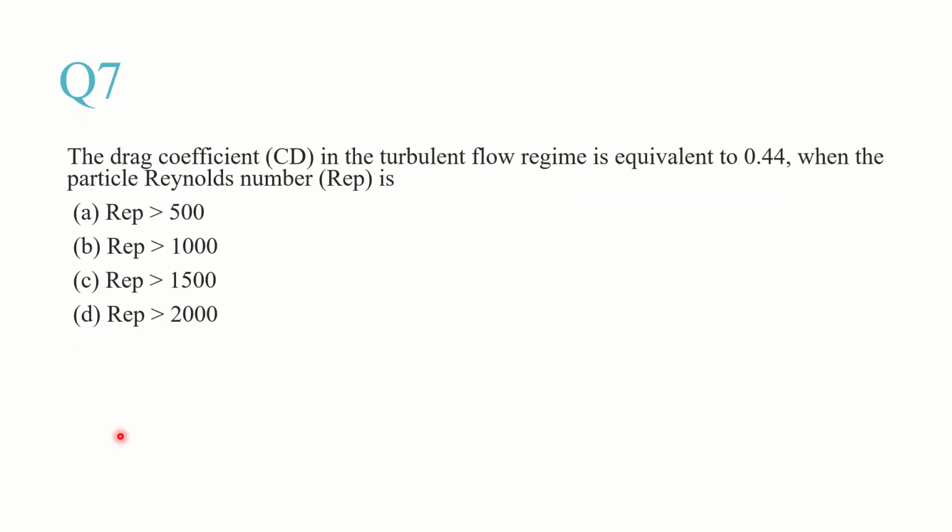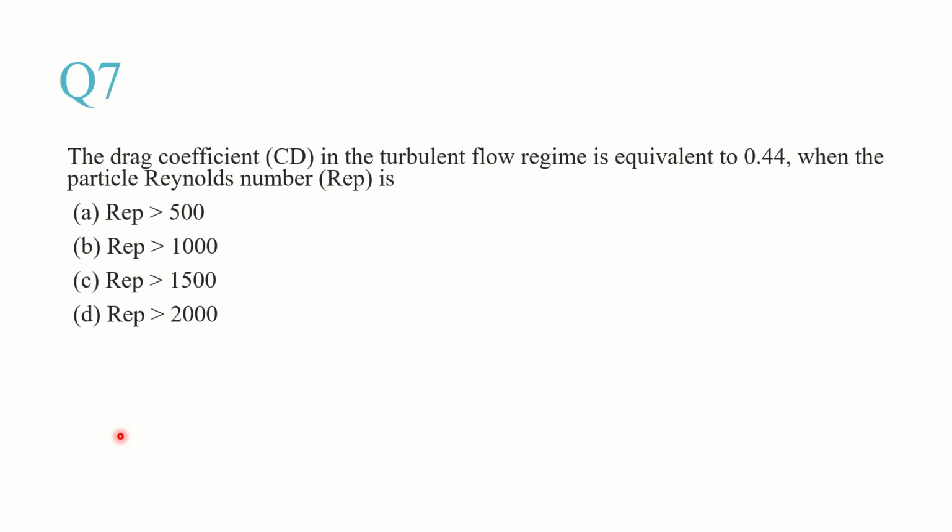Okay. So the drag coefficient in the turbulent flow regime is equivalent to 0.44 when the particle Reynolds number Re_p is greater than 500, 1000, 1500, or 2000. The drag coefficient varies depending on the flow regime, that is, whether it is turbulent or laminar. In laminar flow the equation comes from Stokes law, whereas in the turbulent regime it is mostly equivalent to 0.44 for spherical particles.